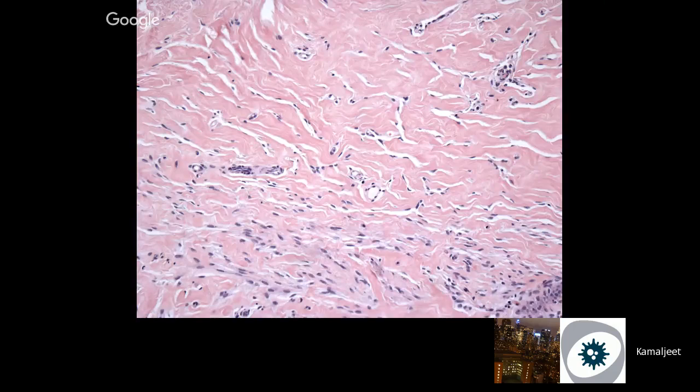If you have any ambiguity about the diagnosis, you can stain it. It would be CD34 positive, BCL2 positive. The cells will express the receptors, the ER and desmin.